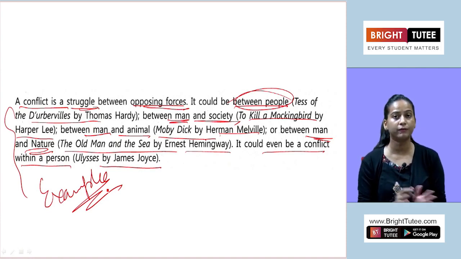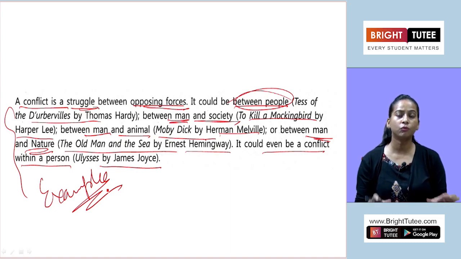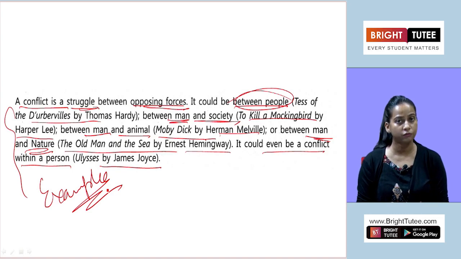We have seen the conflict can be between different people. It can be between man and society, between man and animal, or between man and nature or the environment. So we have discussed many scopes where we can include conflict in our story.